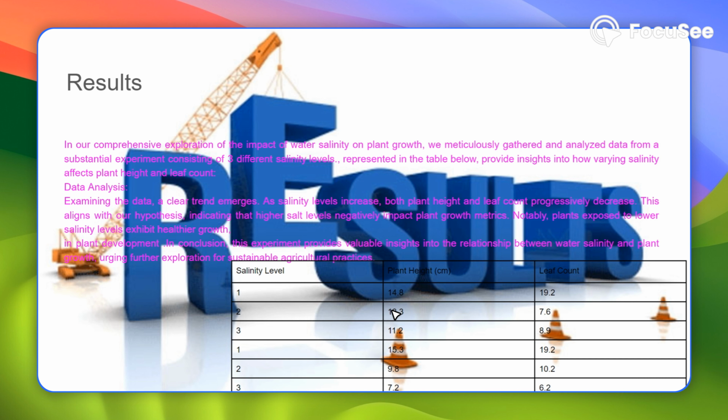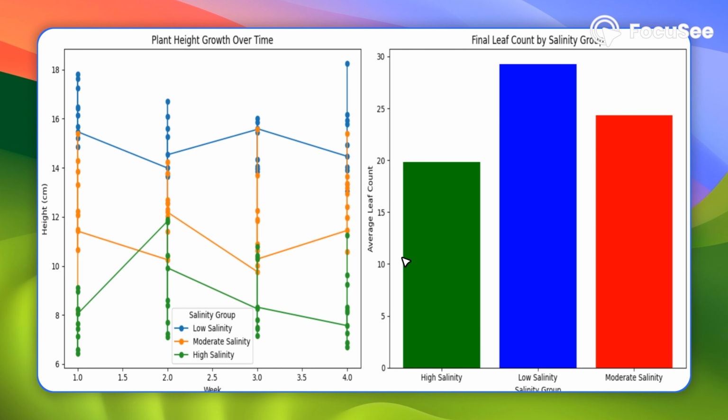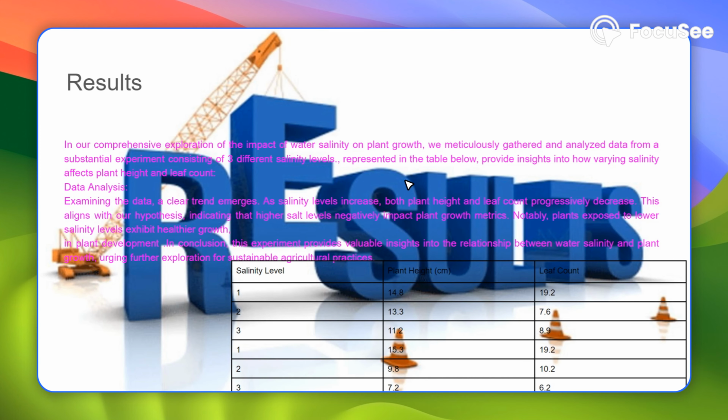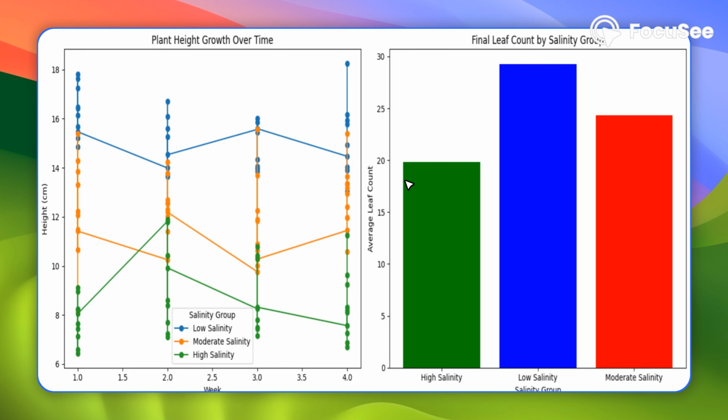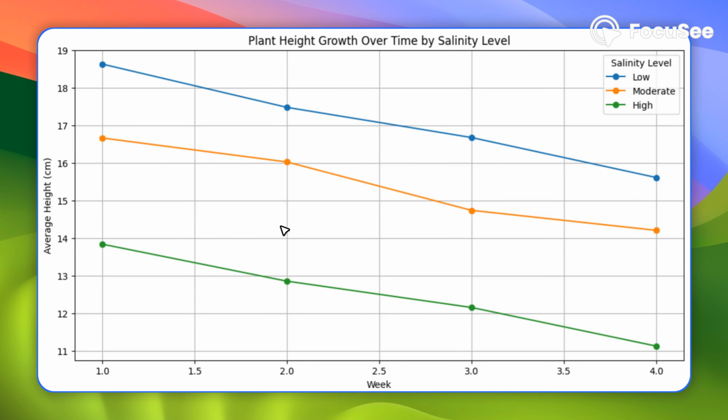After examining the data and graphing it, a clear trend emerges that as salinity levels increase, both plant height and leaf count progressively decrease. If we can see over here.